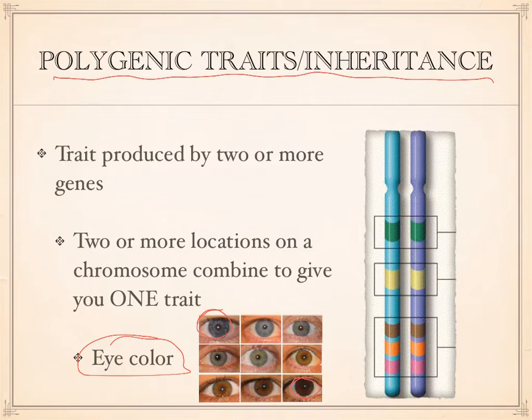So with polygenic traits, what you're getting is something called continuous variation, where there's a whole bunch of variants in that particular trait, from, in this case, pretty light eyes to very dark eyes, and everything in between. Polygenic traits are a trait produced by 2 or more genes. So 2 or more genes on the chromosomes combine to give you the expression of the trait.